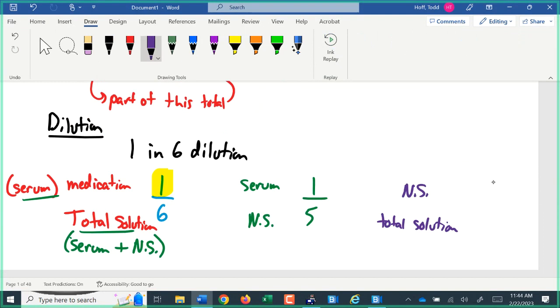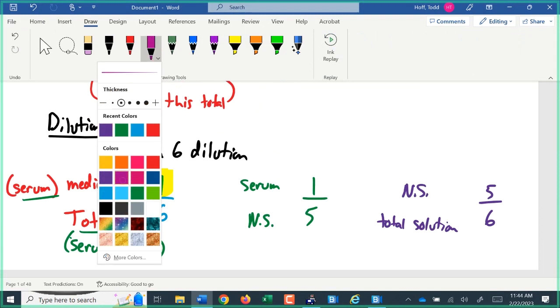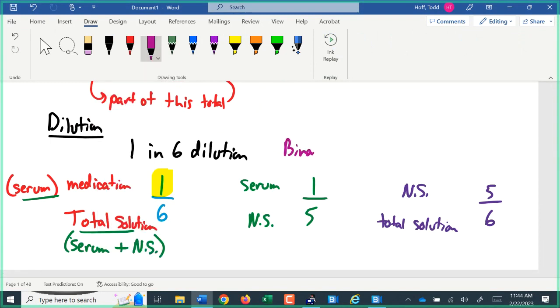So we have 5 units of saline out of those 6 units total. So this works because it's only 2 ingredients. It's called a binary mixture. Not a word you need to know, but binary just means 2.